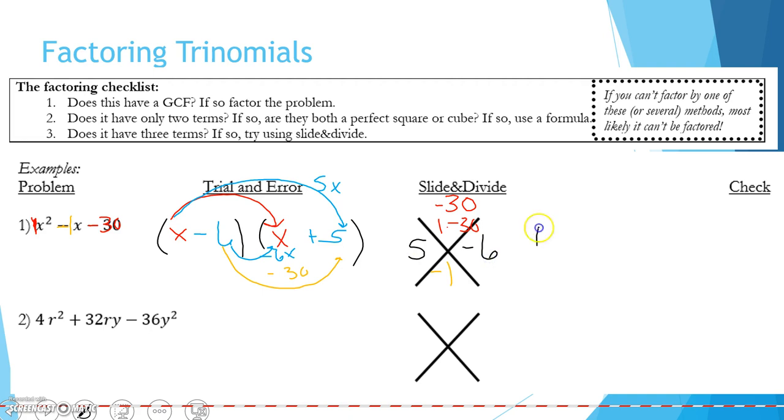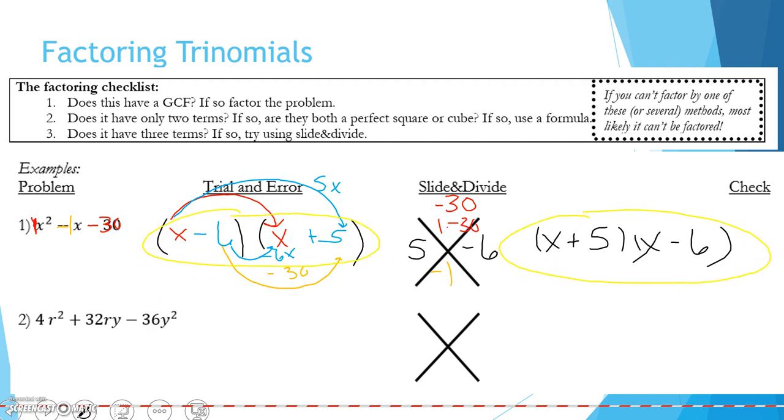So then I just go off to the side and I make my parentheses now. I put x at the beginning of both of them because of the x squared. And then I have plus 5 minus 6. So that is the same answer as the one we got with trial and error. They're just in different orders, and that's totally fine. The check, basically, we already did that with the trial and error, so I'm not going to go over that. But that would just be doing the box method or foiling to make sure you get back your original answer.